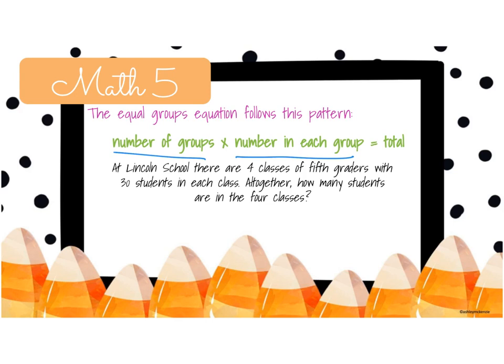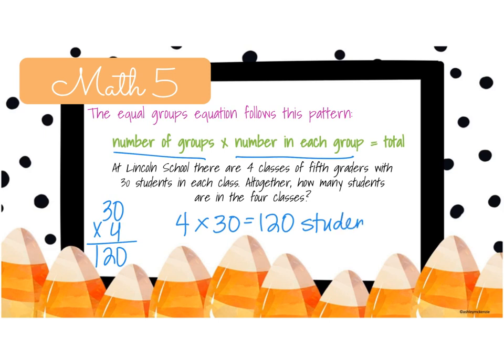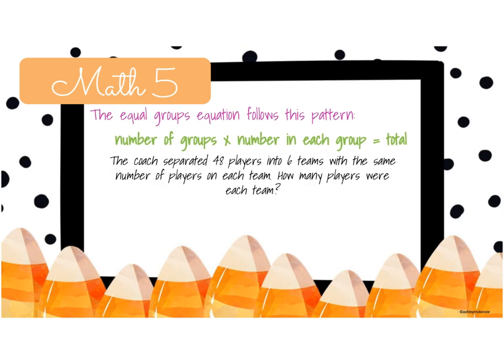Okay, a lot of you are showing me on your boards, you have this. And then the horizontal piece would be number of groups, which is 4, times the number in each group, which is 30, equals 120. What am I talking about? 120 what? Students. Some of you had it labeled. Great job. Okay, does this problem make sense to everybody before we move on? Yeah. Okay.